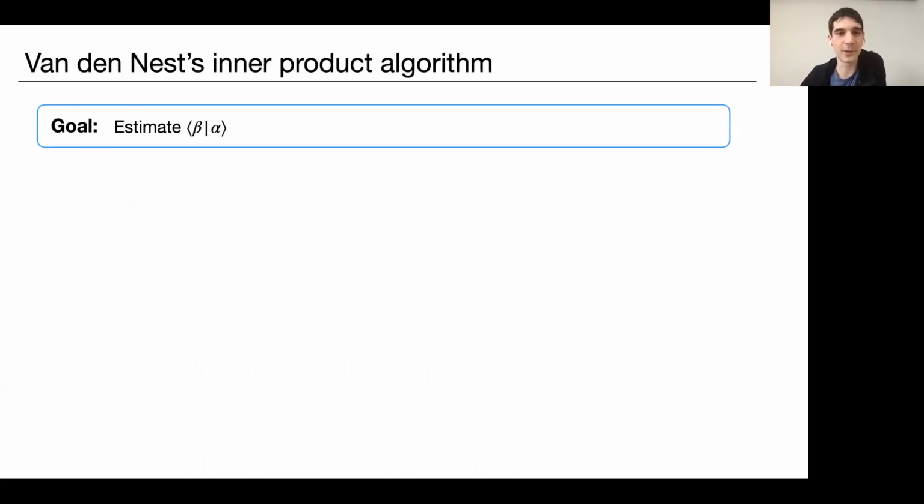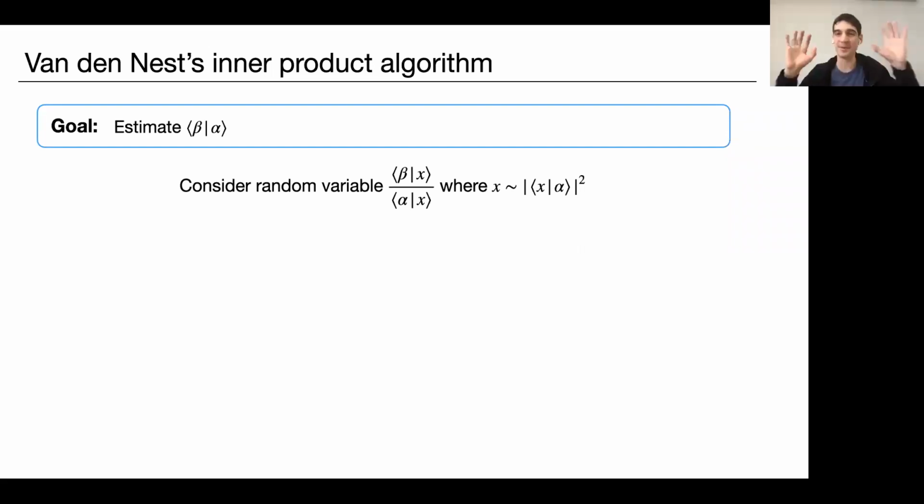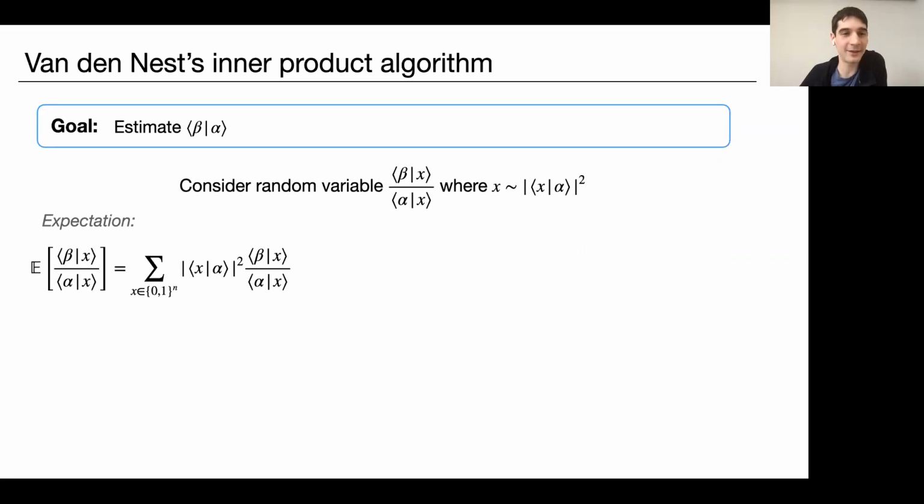So this is our goal. We want to estimate the inner product of alpha and beta. And we're going to consider some random variable where we have the inner product of beta and x over the inner product of alpha and x, where x is drawn according to this z-basis measurement of alpha. And recall that these are all the primitives that I said on the previous slide we were able to do. And so now let's just calculate the expectation and variance of this random variable.